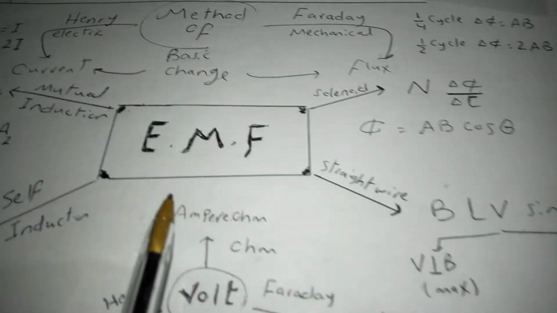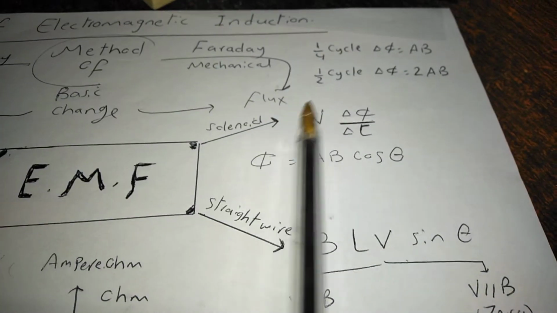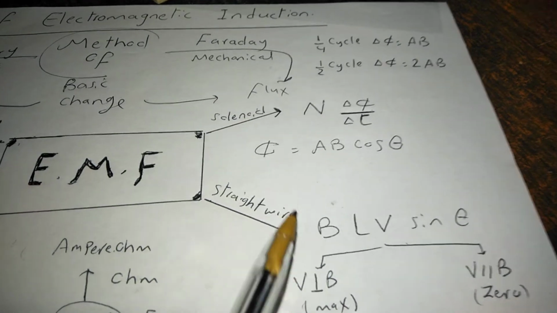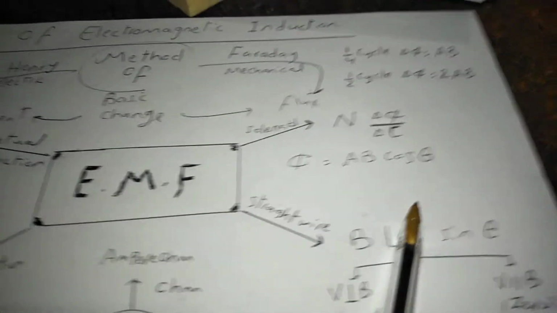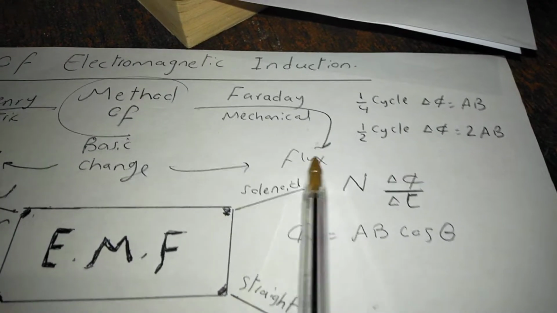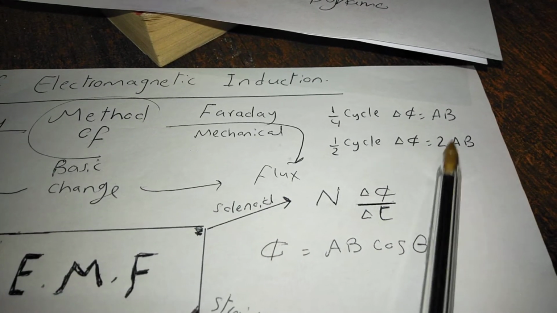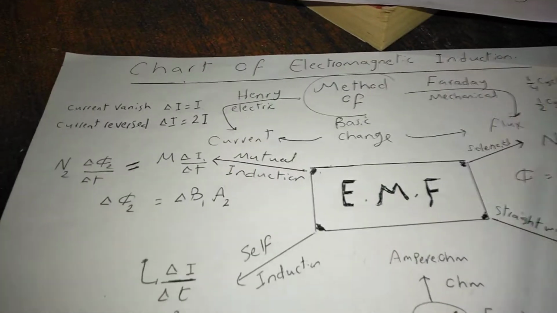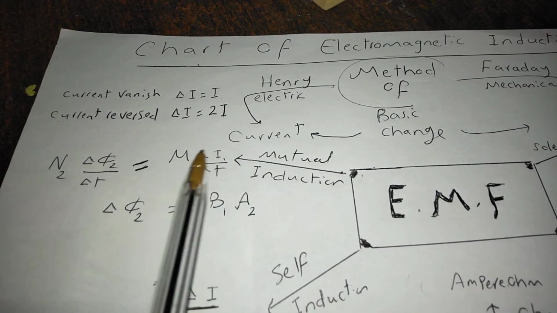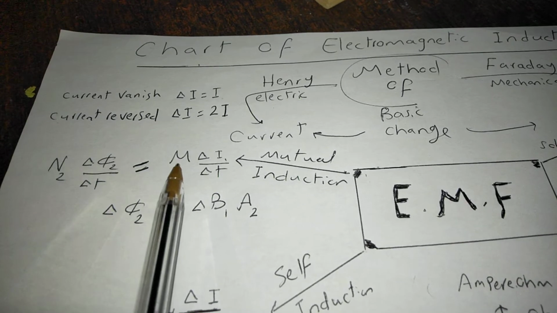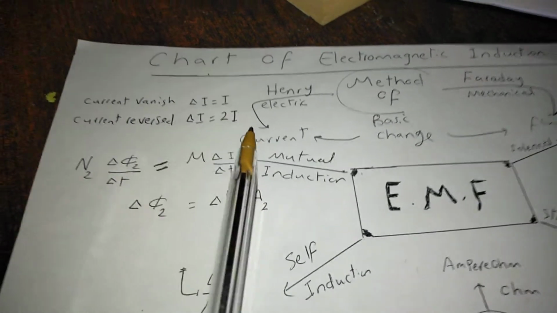And here we have to move to the mathematical part of our comparison. Here the electromotive force in the Faraday method, with respect to a solenoid, is N delta phi divided by delta T, and with respect to a straight wire, BLV sine theta. And here we have to know that the average value of Faraday through a quarter cycle is AB and through a half cycle is 2AB. On the other hand, we have the mutual induction equation, which connects the primary circuit 1 and the secondary circuit 2: M delta I divided by delta T, where M is the mutual induction coefficient.